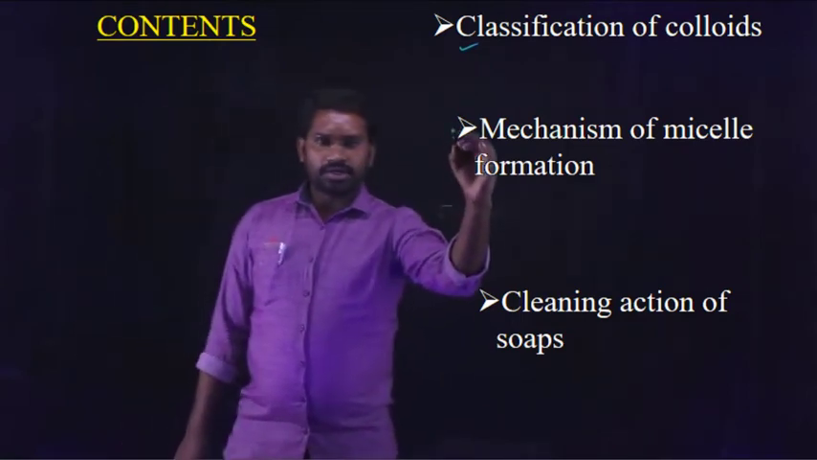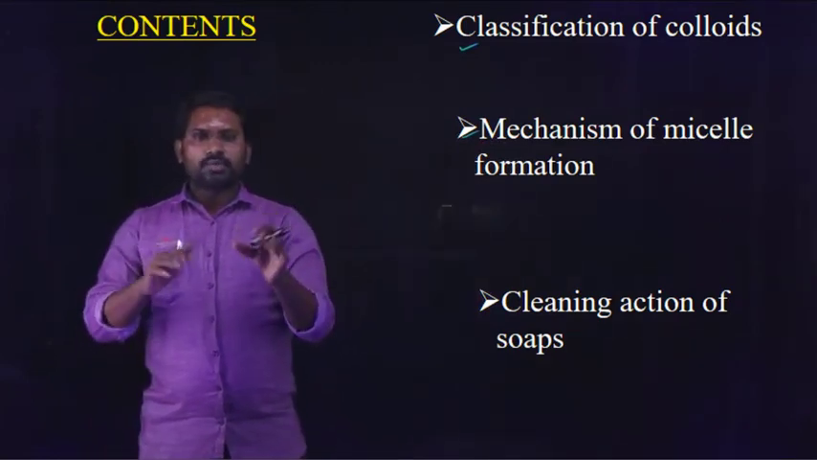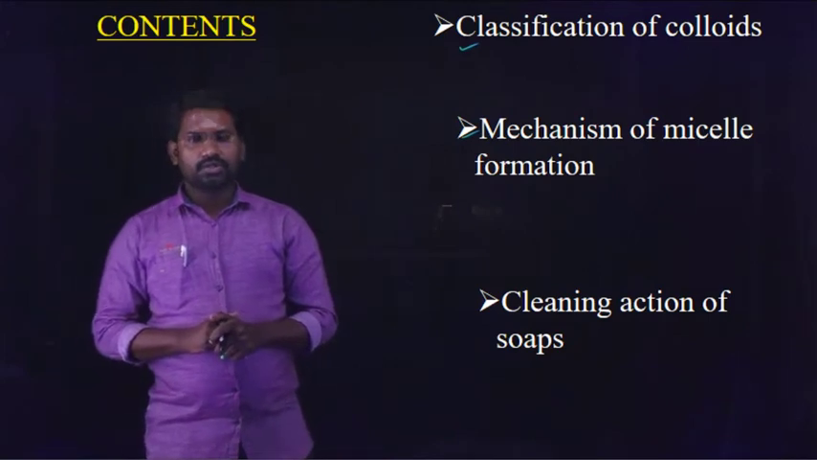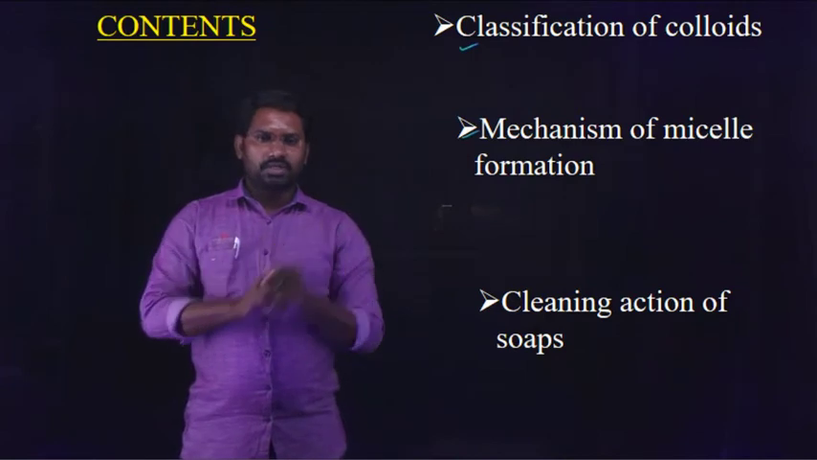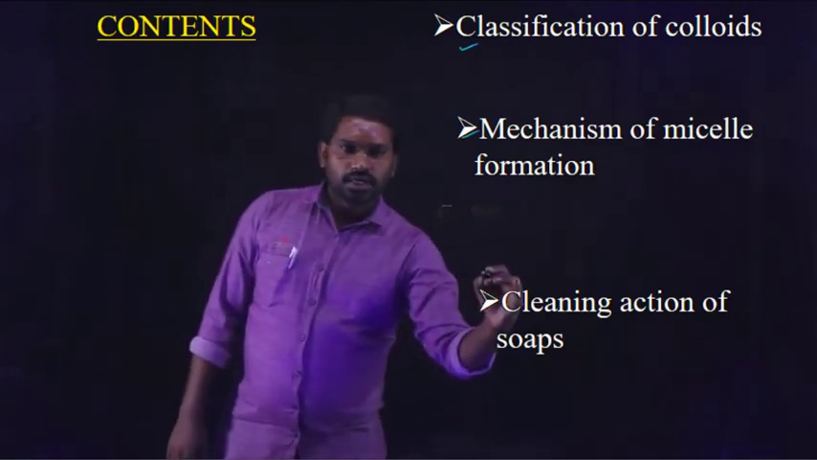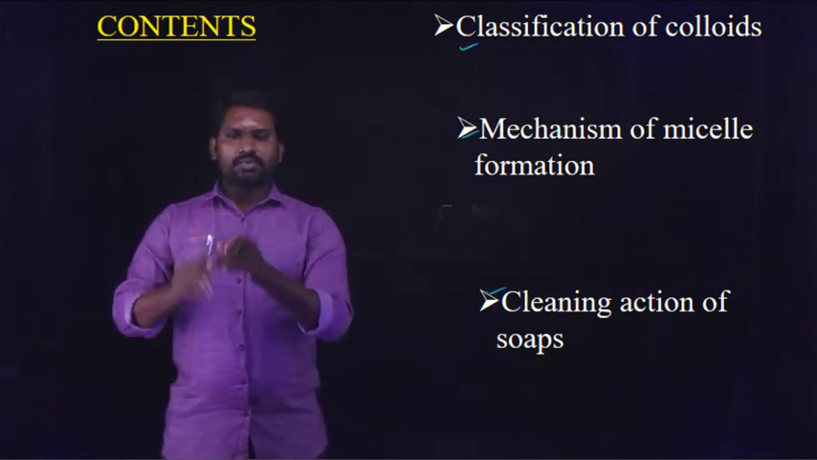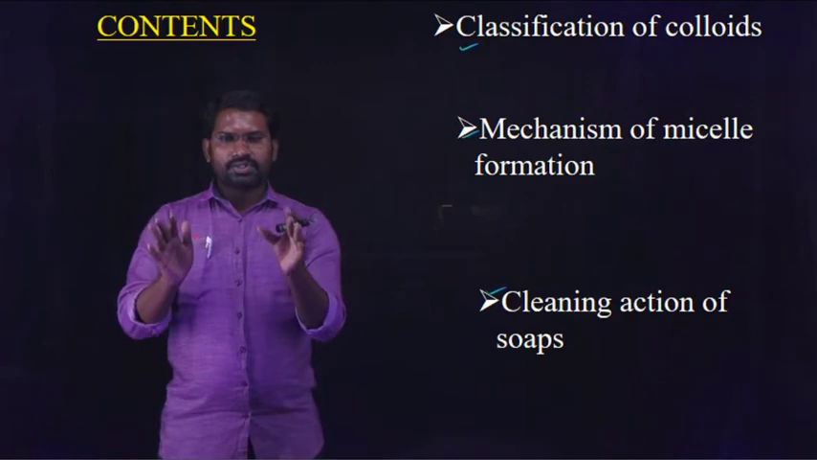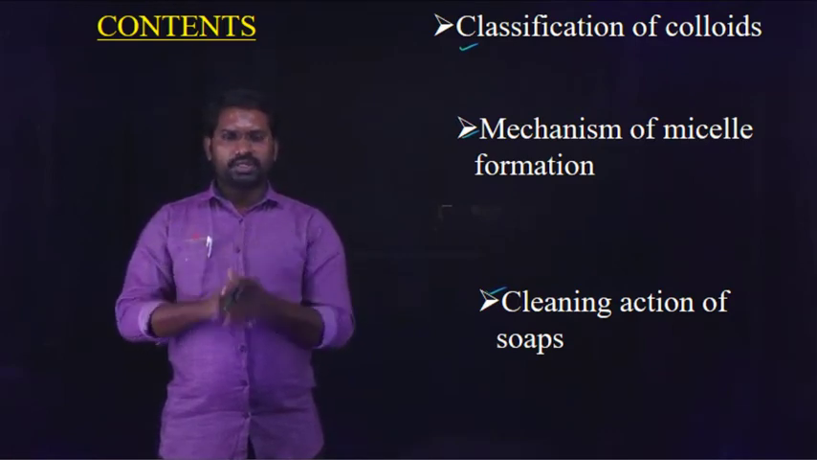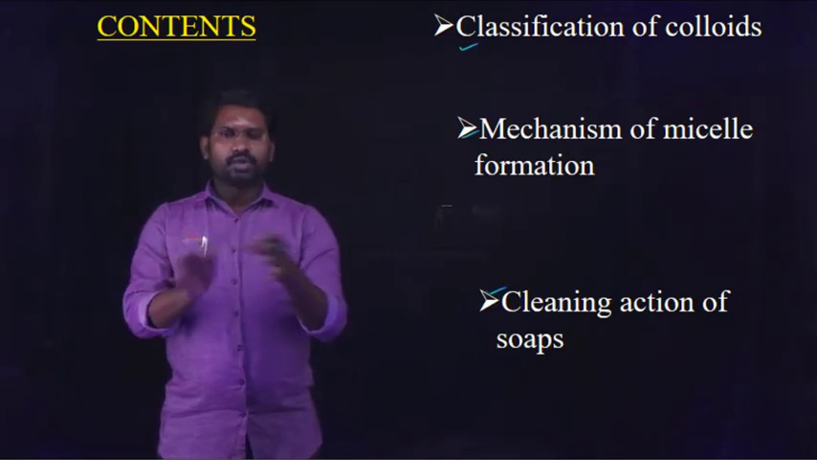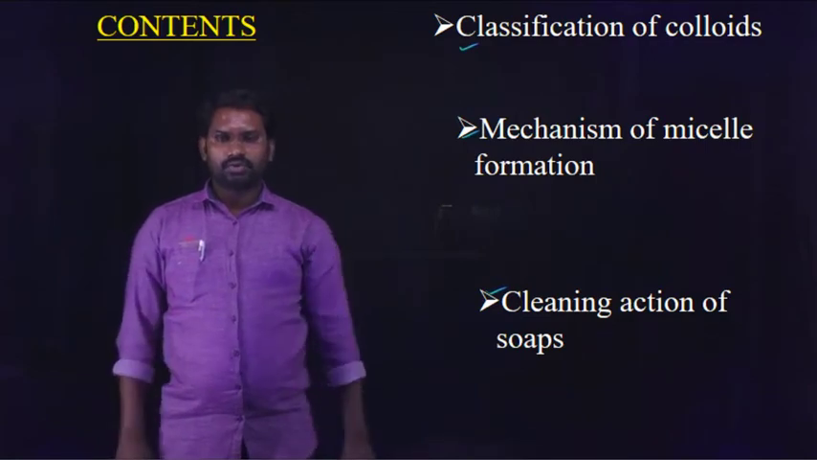Another important content is the mechanism of micelle formation. Micelle is the third type of category in the colloids classification. Associated colloids are micelles. What are associated colloids and what are micelles? And finally, the cleaning action of soaps. Soaps and detergents are the best example for micelles. How does micelle formation take place? When we are cleaning clothes using soaps and detergents, how is the micelle mechanism involved in this process? We have to learn all these concepts in the cleaning action of soaps.